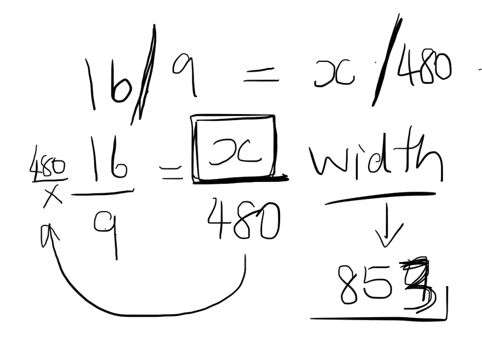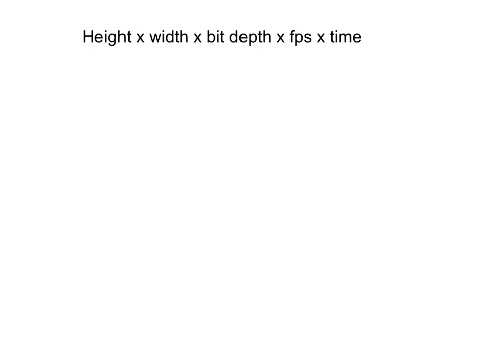So we now have the width, we have the bit depth, we have the length of the video, and we have the height. So that's all of the information that we need in order to do our formula. Now, our formula to calculate the video is the height times the width times the bit depth times the frames per second times the time. So basically we're just taking all of the information that we have and multiplying it together.